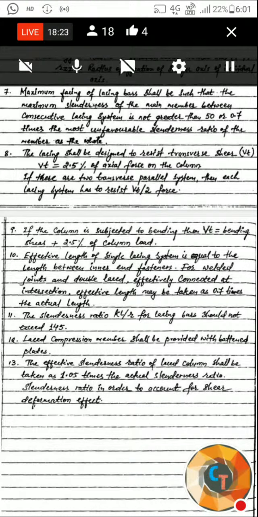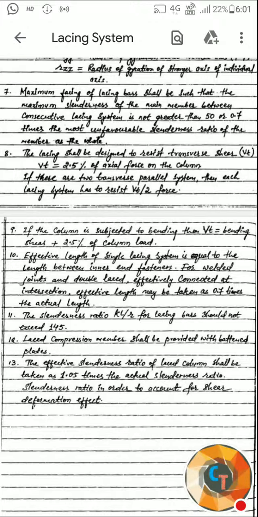Next, I will proceed. For welded joints and double lacing effectively connected at the intersection, the effective length will be the length of the member remaining except the welded portion. Effective length may be taken as 0.7 times the actual length, especially in a double lacing system, because it acts as a fixed support. In a double lacing system as well as in a welded connection, the effective length is 0.7 times the total length of the member.